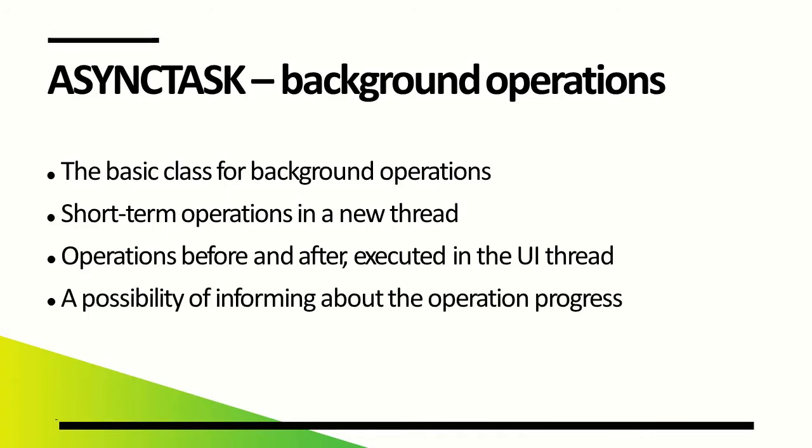Additionally, during the execution of a long-term operation, AsyncTask may inform us about the progress. For instance, if we're copying a large number of files, after copying a single file, we may inform the user interface that some progress has been made. For that purpose, we use the progress update mechanism, which is automatically synchronized. Thanks to this, we don't have to deal with the synchronization of these two threads.